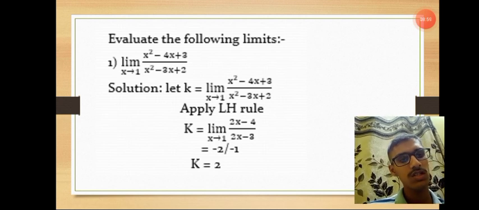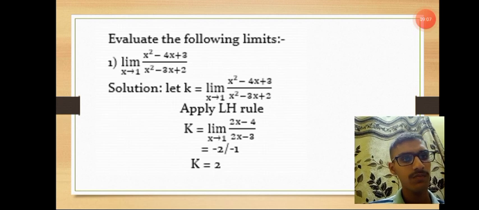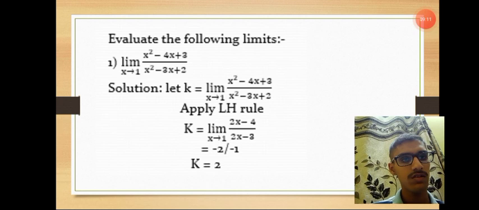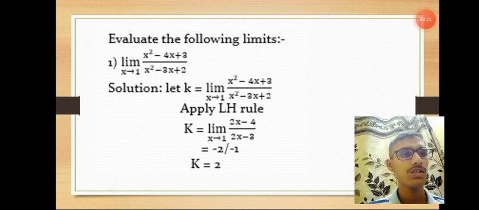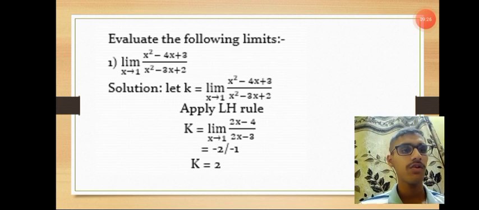Here 2x is derivative of x square and 4 and 3 are derivatives of 4x and 3x respectively. By applying the limit, what we get is minus 2 divided by minus 1, that is plus 2. So this is how we can solve a problem using L'Hospital rule of an indeterminate form. Let's see some more questions.